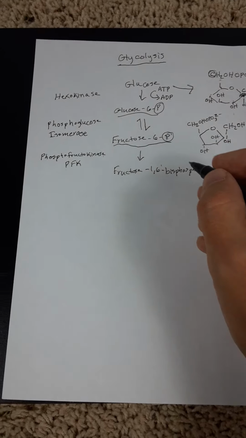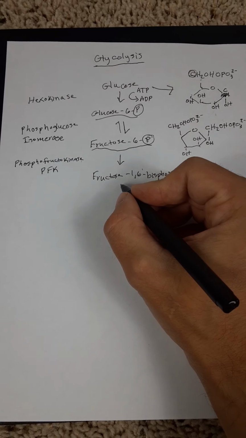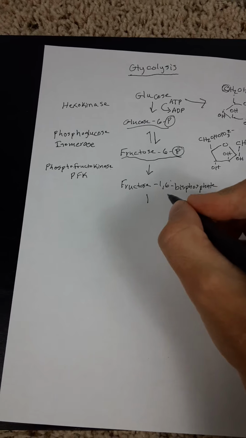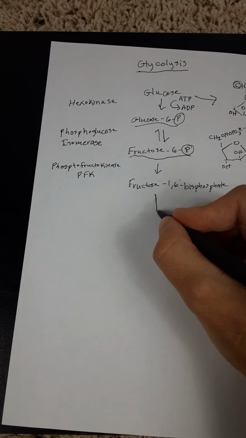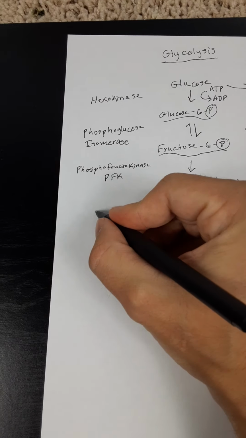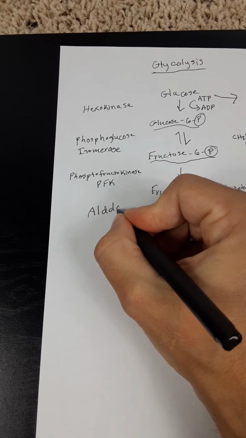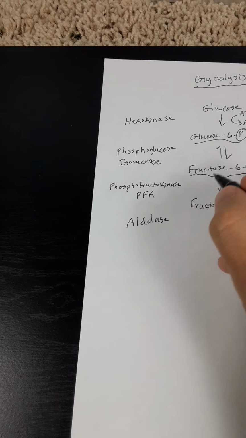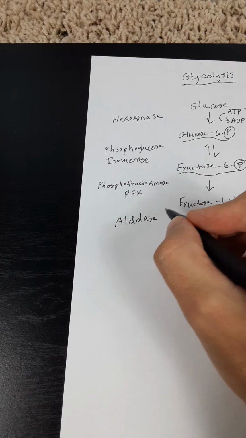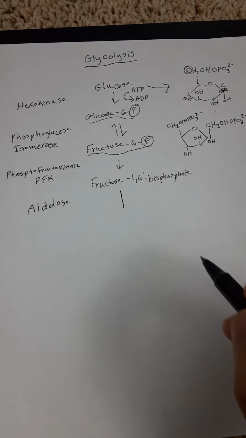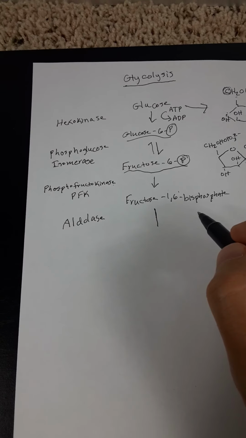Now, the next segment that we go into is what we would call the cleavage. We're going to be doing a separation. So what this is going to do, we're going to be working with an enzyme called aldolase. Now, aldolase is going to split it. It's going to split the structure of fructose 1,6 bisphosphate.